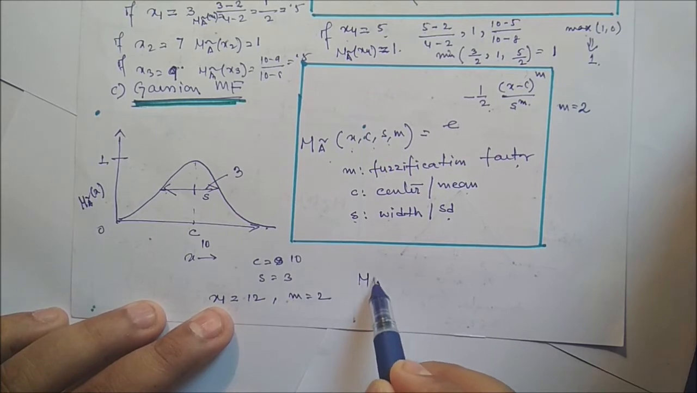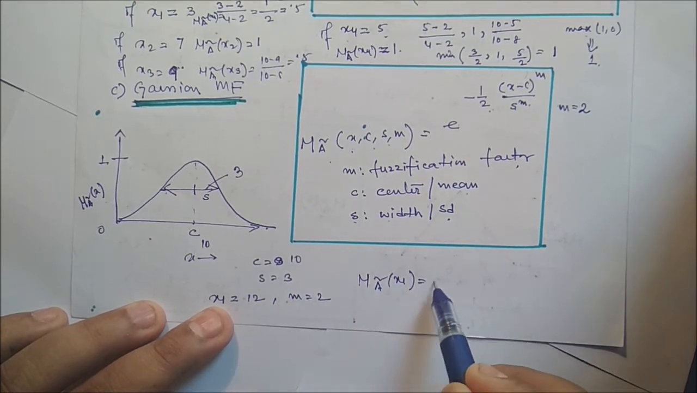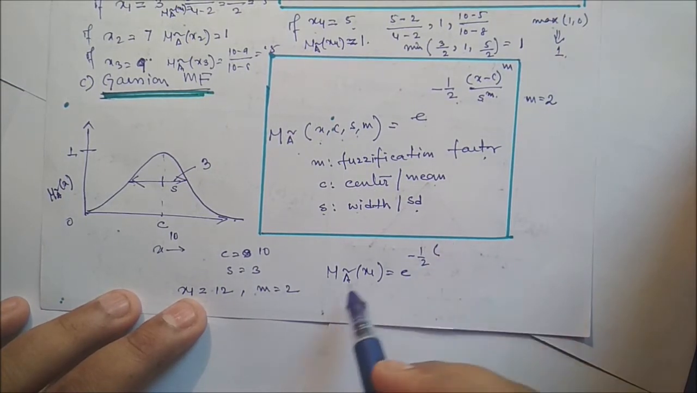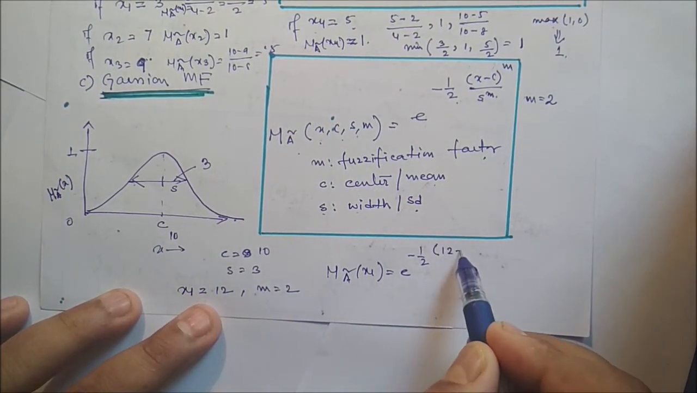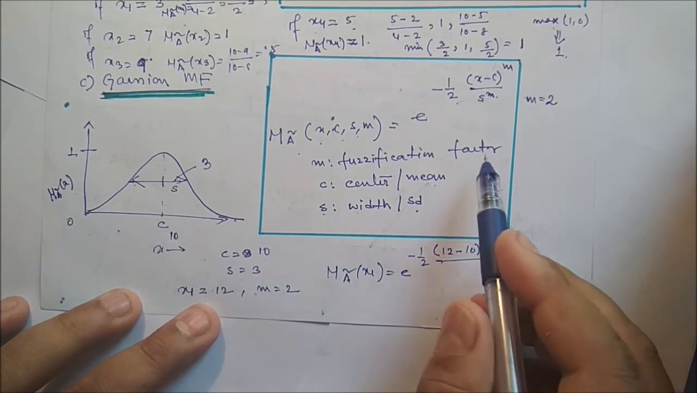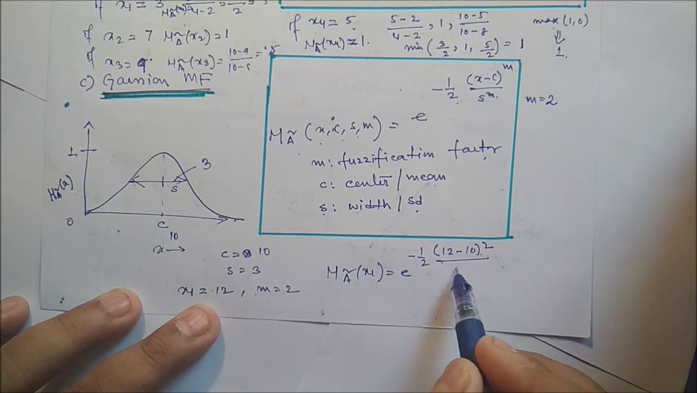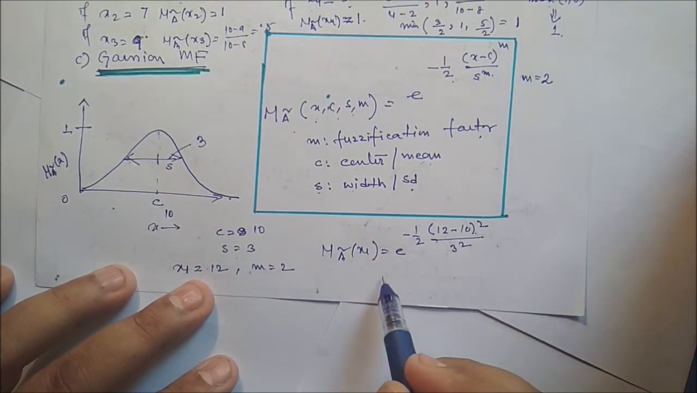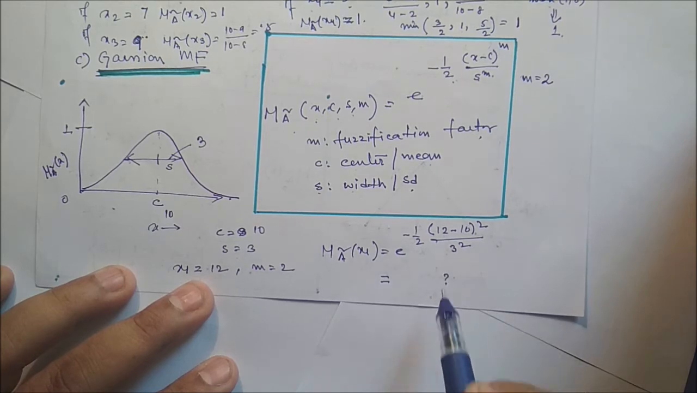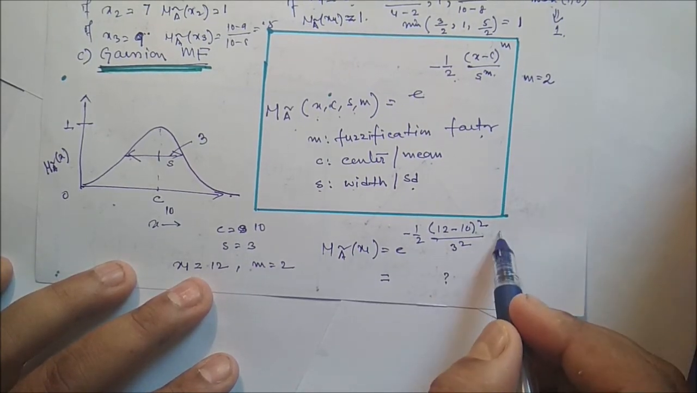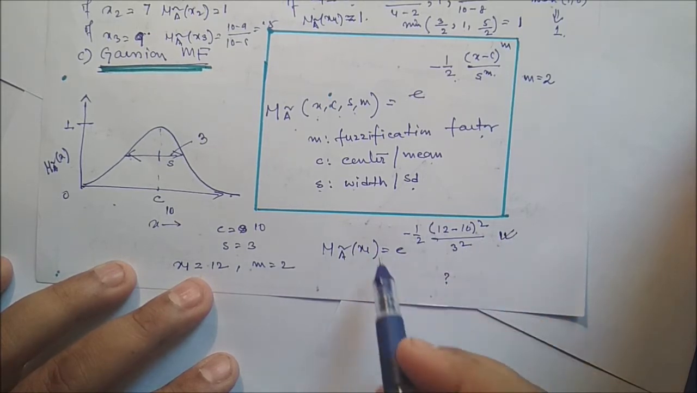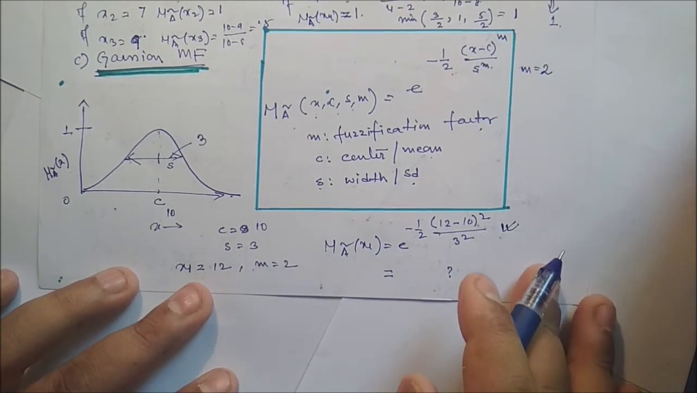So the membership value of x1 should be e to the power minus 1 by 2. x is 12, so 12 minus c. c is 10. The square divided by s to the power m. What is s? 3. So you can write 3 square. If you solve it, you can get its membership value. Please write in the comment box the membership value of this particular Gaussian membership function.